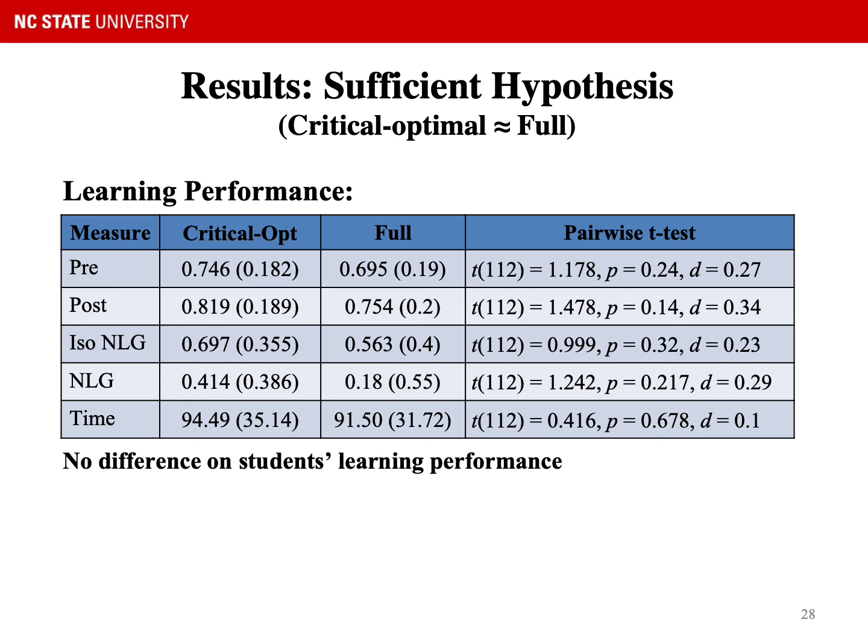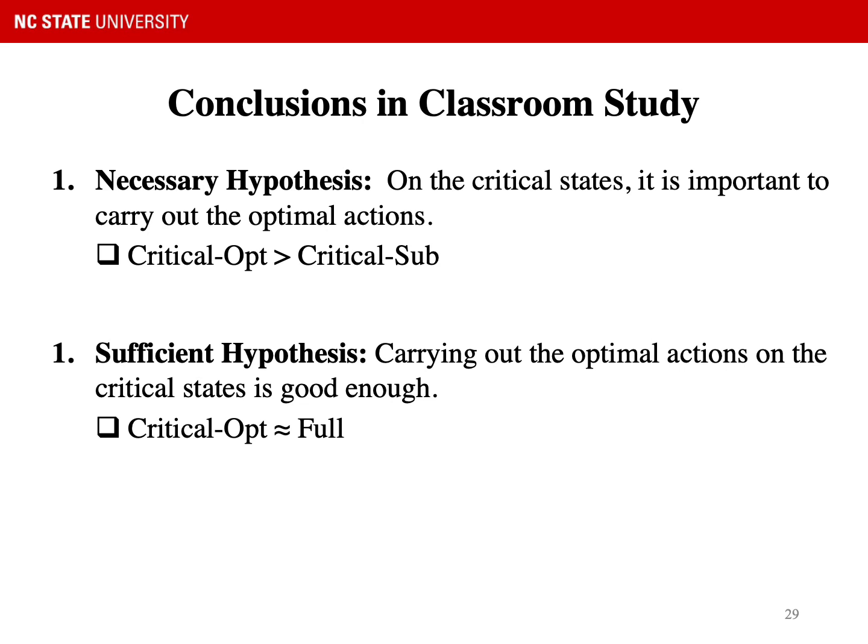In the sufficient hypothesis, we compared the critical optimal condition with the full condition. The result shows that there's no difference between the two conditions on students' learning performance. It indicates that carrying out the optimal actions on the critical states only can be as effective as taking optimal actions everywhere. In this study, the result shows that our critical policy indeed identifies critical decisions in student learning, and it also reveals the fact that on critical states, it is important to carry out the optimal actions, and carrying out the optimal actions on the critical states is good enough.